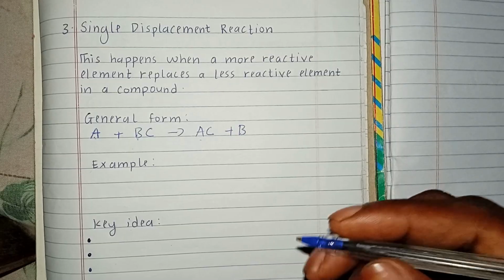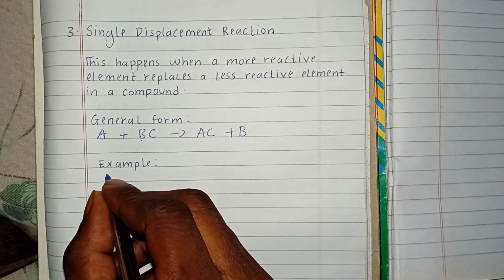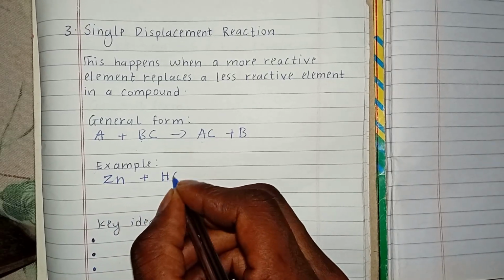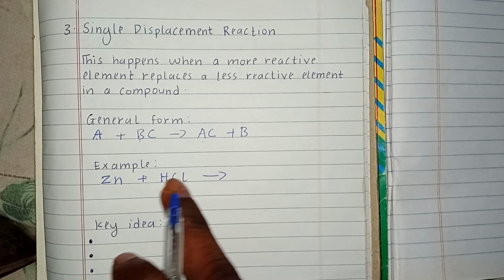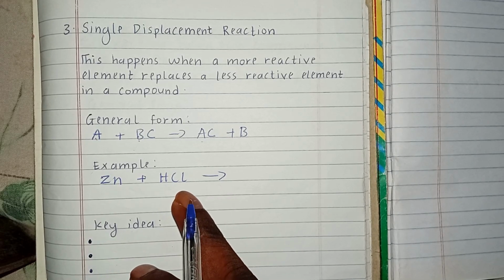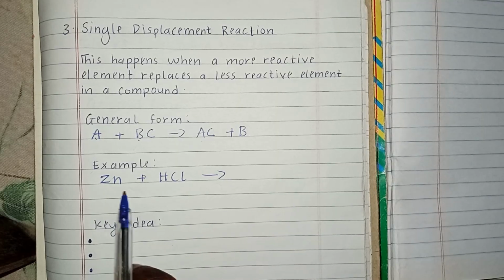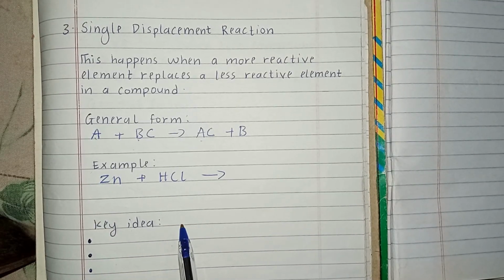So now let's take some examples to understand much better. If we have zinc reacting with HCl, this reaction here is a single displacement reaction. Key ideas: one free element, one compound.